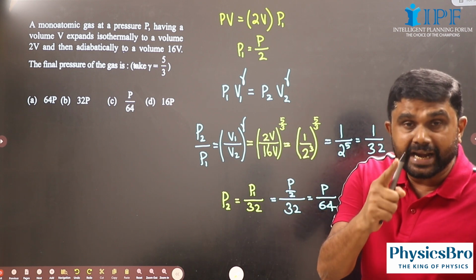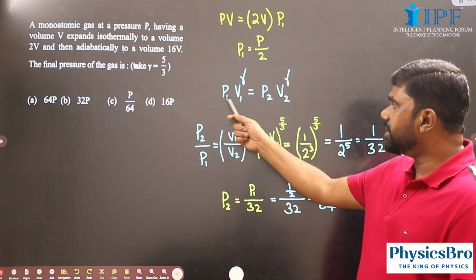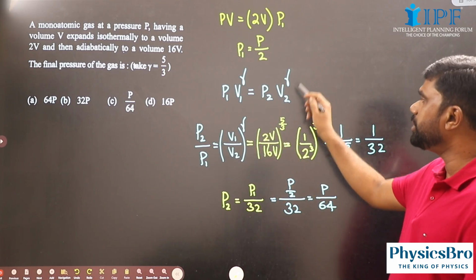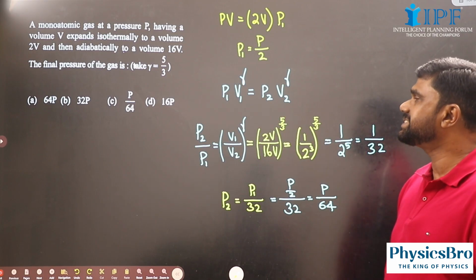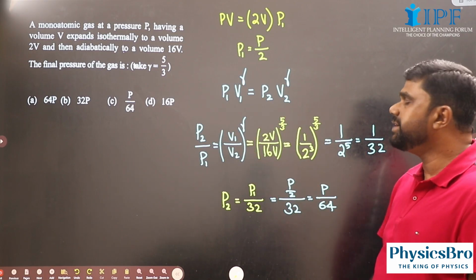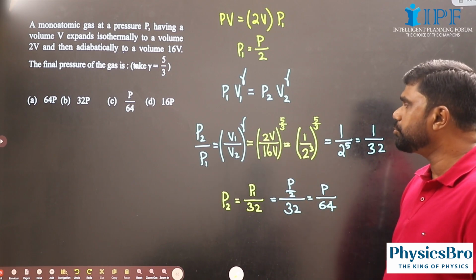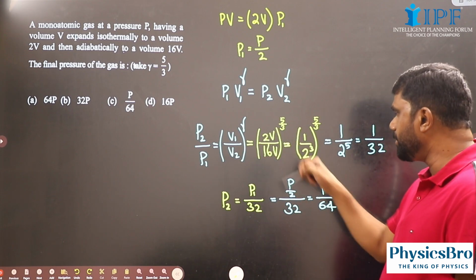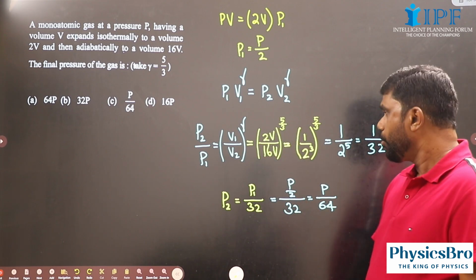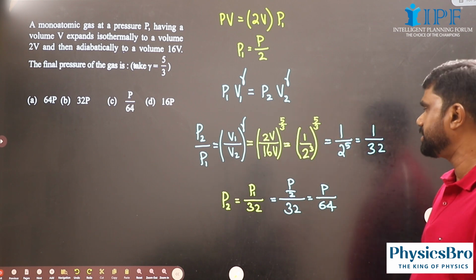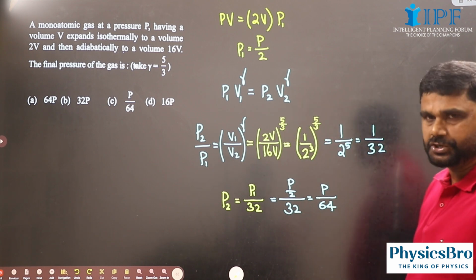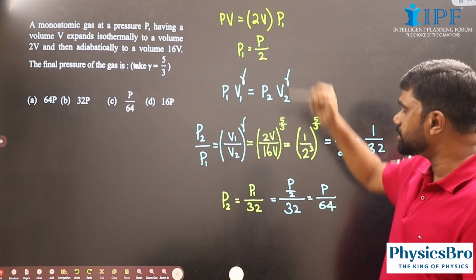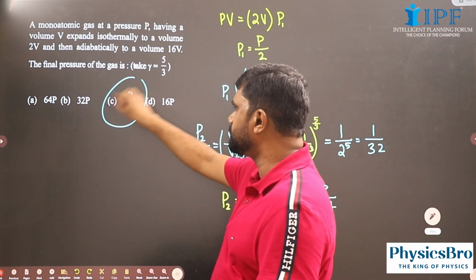When it undergoes an adiabatic expansion, P1 V1 raised to gamma, the initial condition, will be equal to P2 V2 raised to gamma, and V2 is given as 16V. So P2 over P1 is equal to (V1 over V2) raised to gamma. V1 is given as 2V and V2 is given as 16V. So it will be 1 by 8 or 1 by 2 cube, whole raised to gamma, that is given as 5 by 3. So 1 by 2 raised to 5 or 1 by 32. So P2 will be P1 by 32. And for P1 we have initial pressure by 2, so it will be P by 64. This must be the correct option.